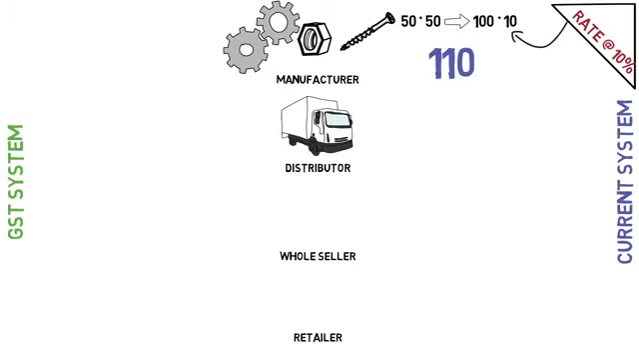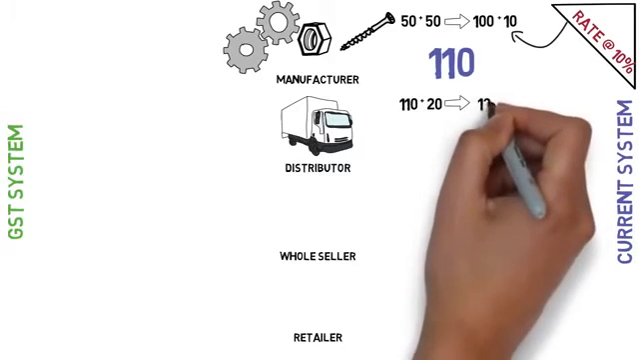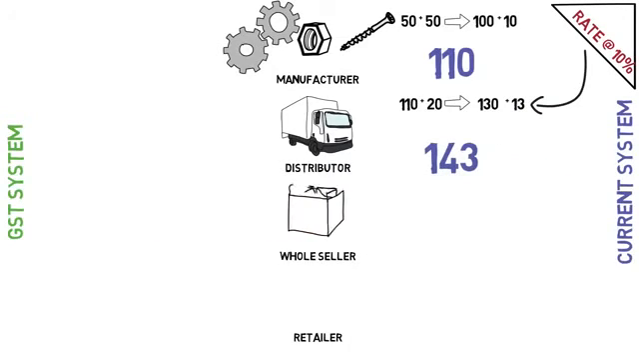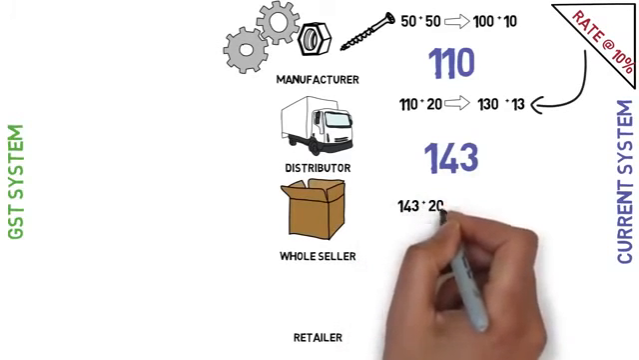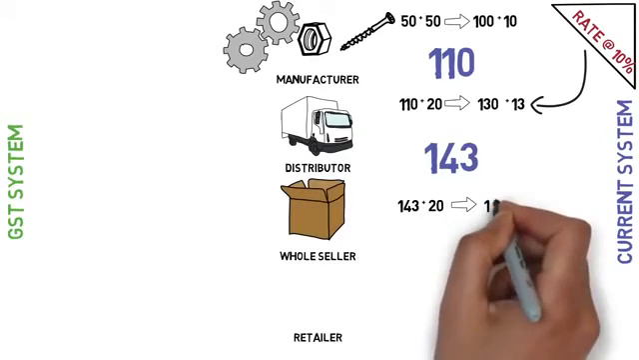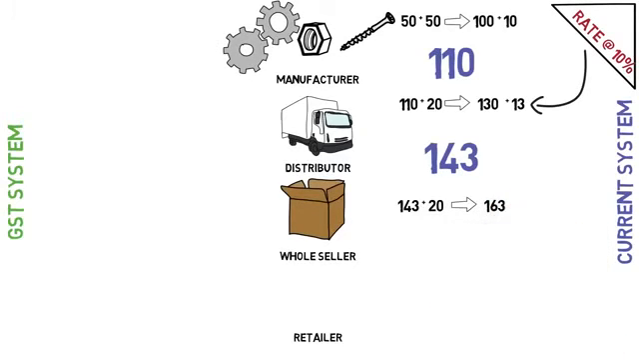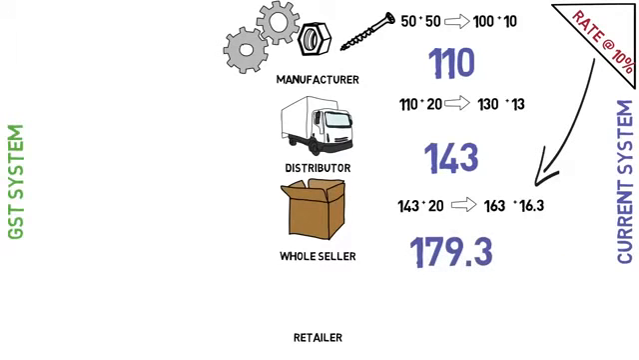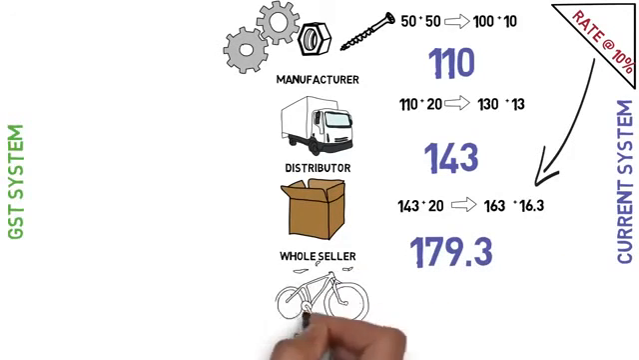The distributor adds value of rupees 20, which is nothing but his profit. So the price will become 130. The distributor also sells it by adding 10% tax of rupees 13. So the product is 143 rupees now. The wholesaler follows the same pattern and the price will become 143 plus 20, that is 163, and 10% tax, which is rupees 16.3, and sells it for 179.3 rupees to the retailer.